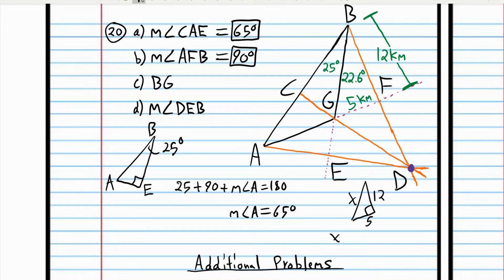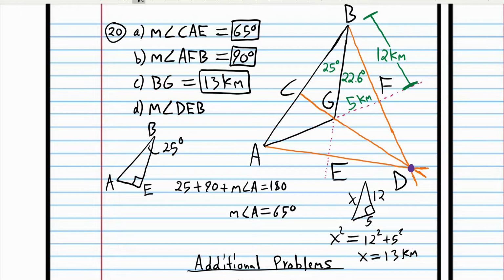Pythagorean theorem, x squared is equal to 12 squared plus 5 squared, and x must be equal to 13 kilometers. So BG is equal to 13 kilometers. So if you got that answer, good job.